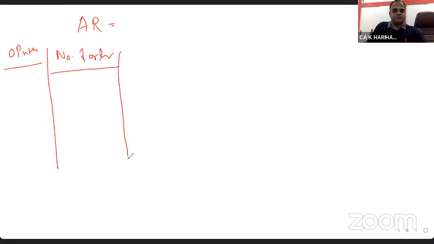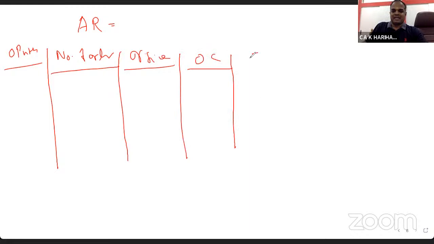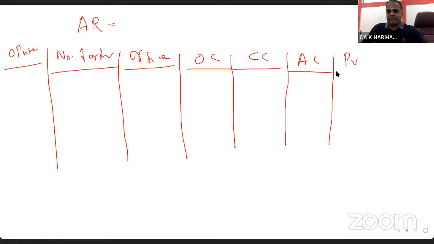Format for the tabular method. Annual requirement of raw material. Options. Number of orders. Order size. Ordering cost. Carrying cost. Ordering cost plus carrying cost is equal to associated cost. Add purchase value, the purchase price. Then you can get the total cost.